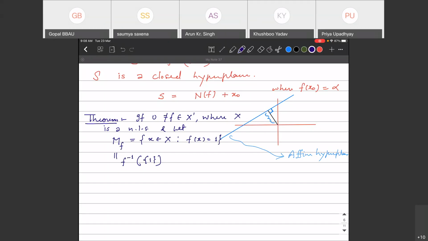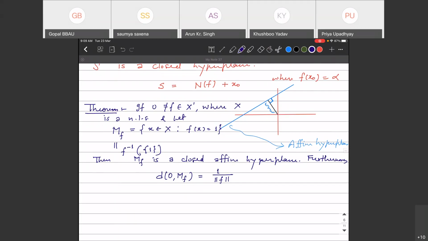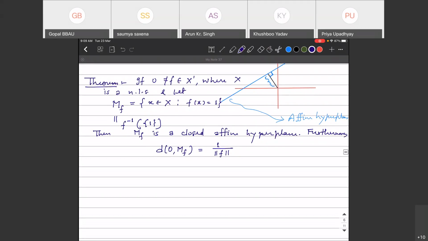Then we know that M_f is a closed affine hyperplane. Furthermore, the distance of M_f from 0 is 1 by norm of f. Now it depends which norm you are taking, the norm in X. You know this? Okay. Let's do this.